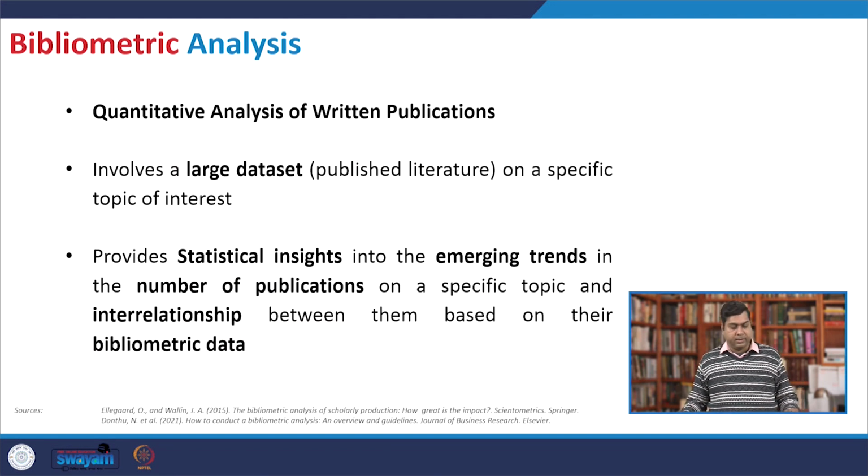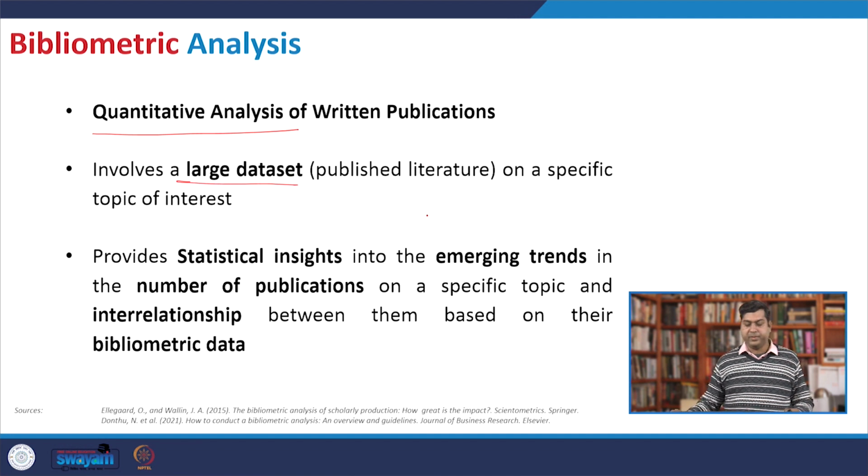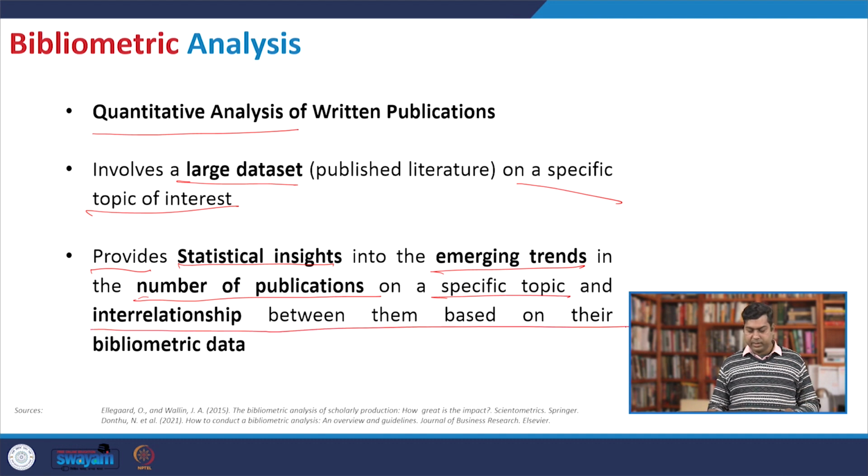Now, in this case what we are doing is a quantitative analysis of a written publication. It involves a large data set, published literature on a specific topic of interest. Filtering of the papers that you want to review finally, that anyway you need to do. After that, when you have your data set fixed, then you can do this particular analysis. So, it provides statistical insight into the emerging trend, number of publications on a specific topic and interrelationship between them based on their bibliometric data. So, this is very interesting.